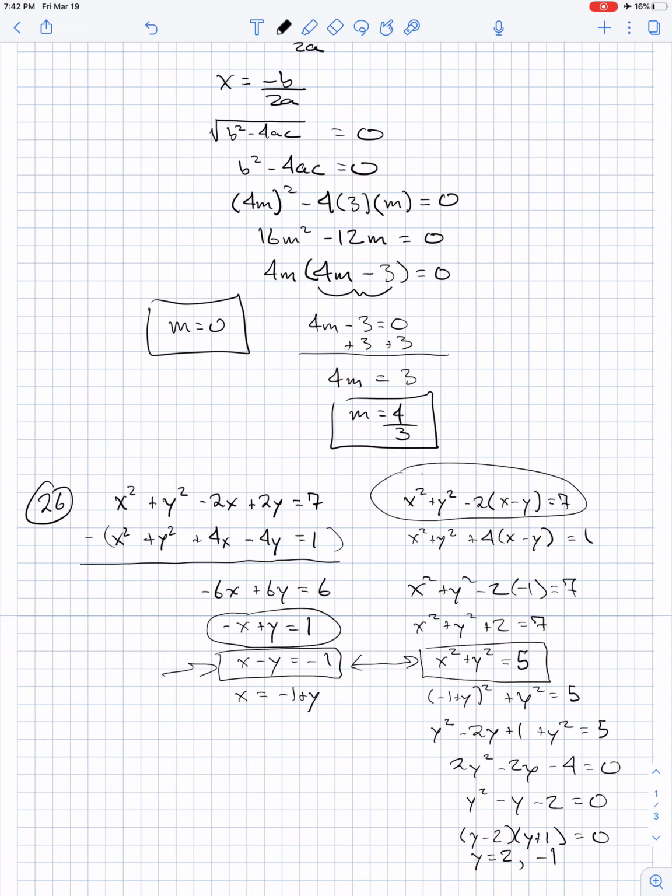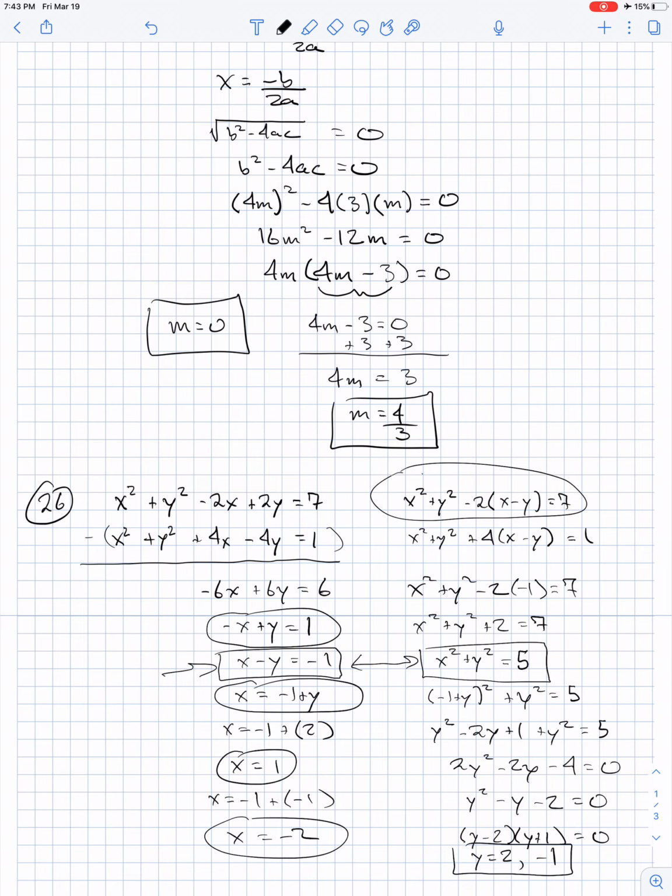Okay, and now to get our solutions for x, we're almost there. We have an equation for x here. And so to get the two solutions for x, we can plug in each of the y solutions. So I'll start with the 2. So we have x equals negative 1 plus the first solution, or x equals 1. And then for the second solution, y is negative 1. We get x equals negative 1 plus y, which equals negative 2. Okay, so we have our solution set.